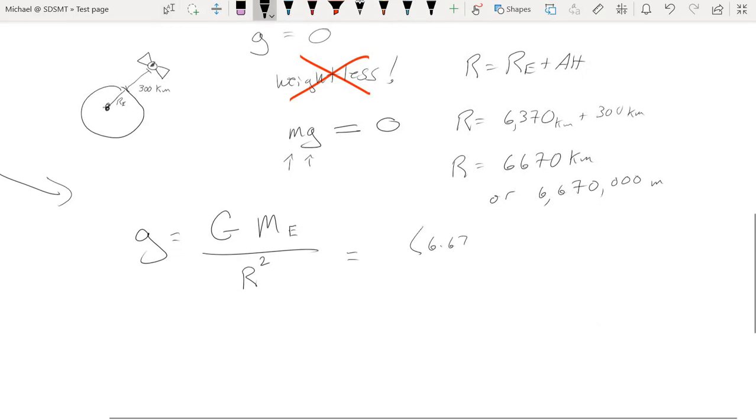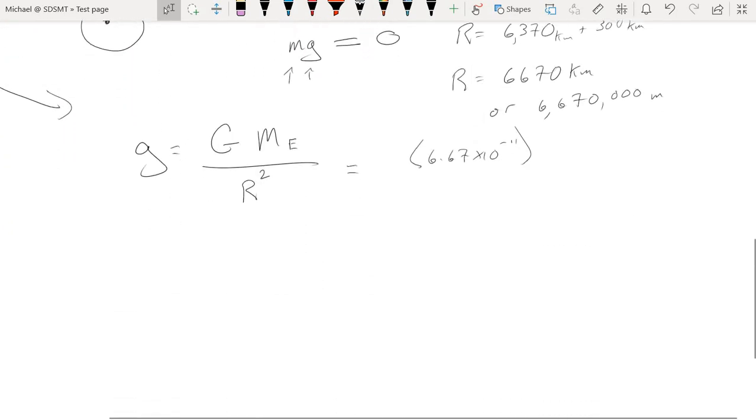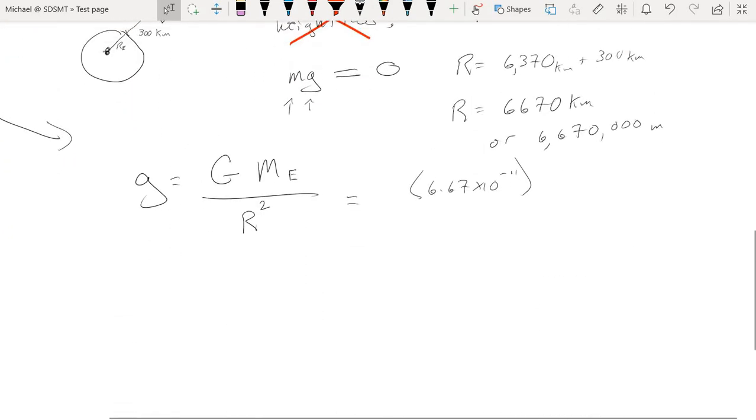We have 6.67 times 10 to the minus 11. That was the value of G. So we go back up to that expression right there. There's the value of G. And that is going to be paired with the mass of the Earth. So now I'll need to look up the mass of the Earth. And again, whatever you look up, you'll probably get slightly different values on your Google searches. So we need the mass of the Earth in kilograms.